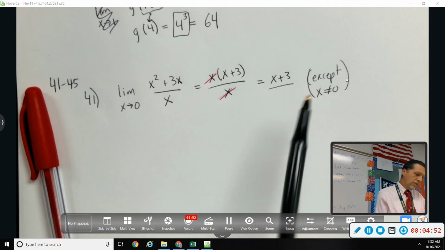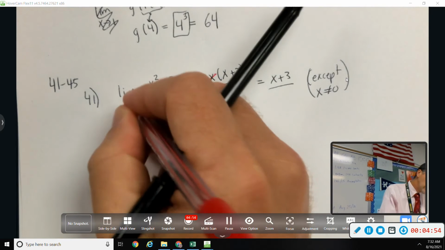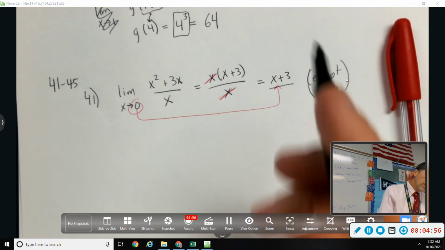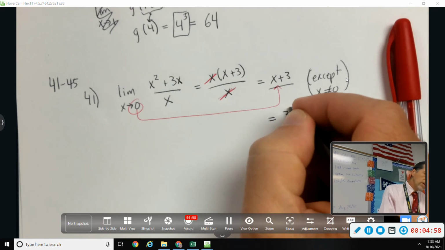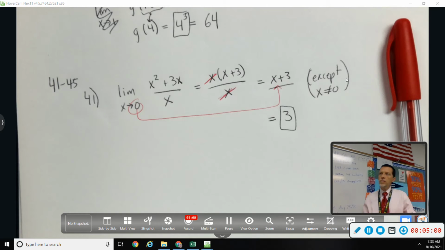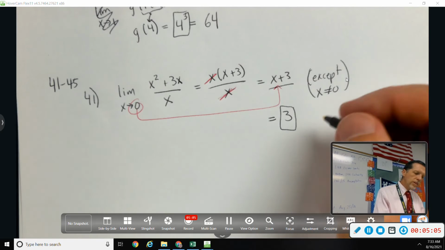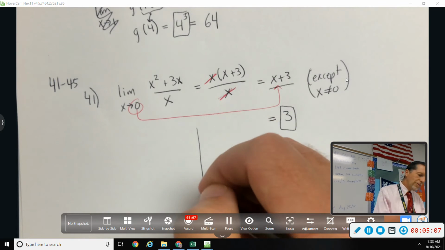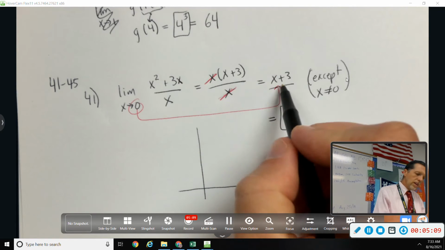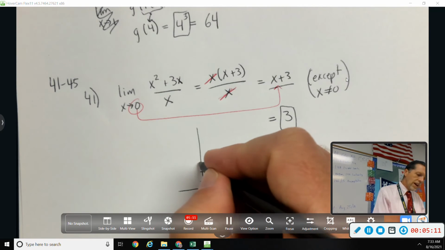And then find the limit. So now we can plug 0 in. So the limit for this one would be 3. You don't need to use the graphing utility, but what this graph would look like, let's see, it would be x plus 3, so that's a line.